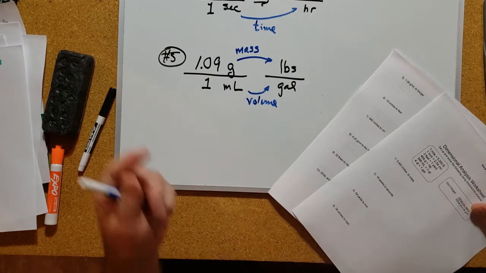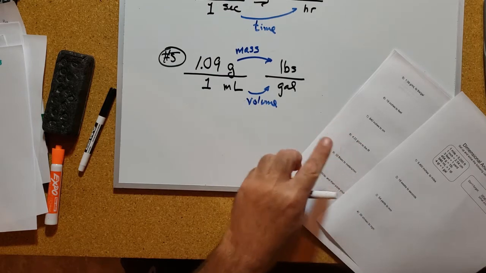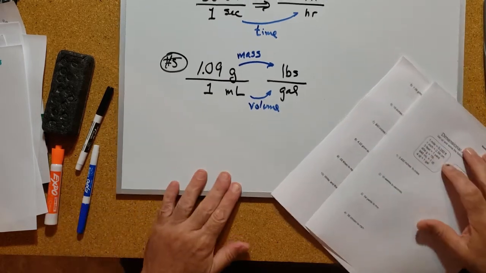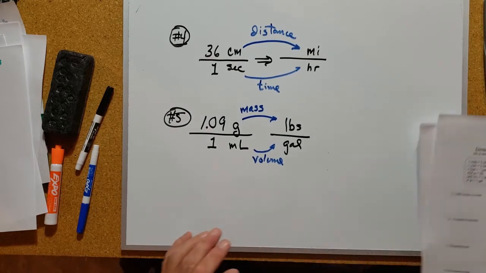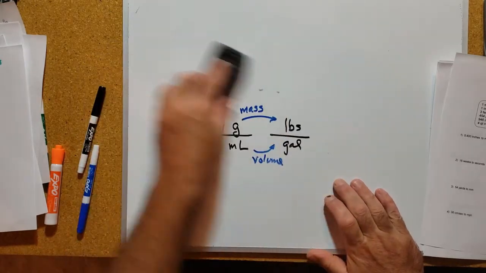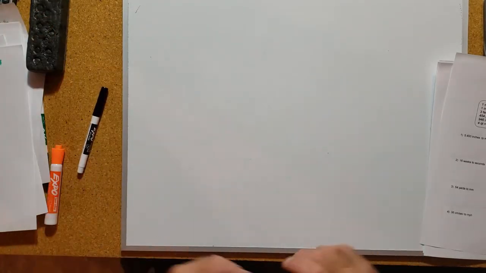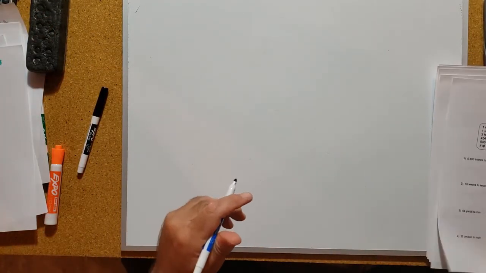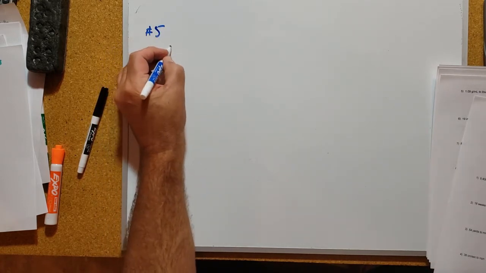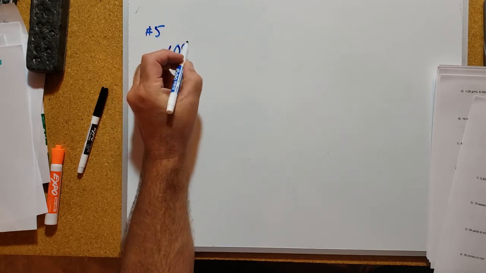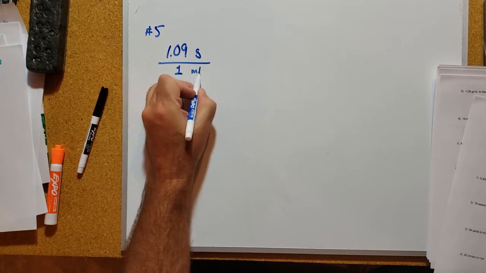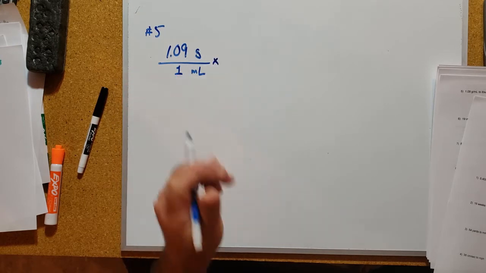Now, the other 2 problems which were due are 6 and 7. They're pretty straightforward. They're very much like 1, 2, and 3. But let's go ahead and take a look at, say, number 5. Let's do number 5 together here. So it was 1.09 grams per 1 milliliter.